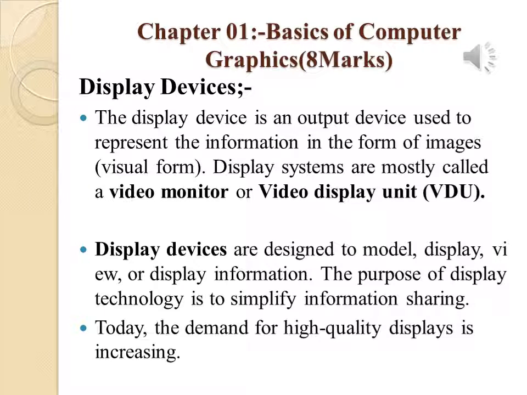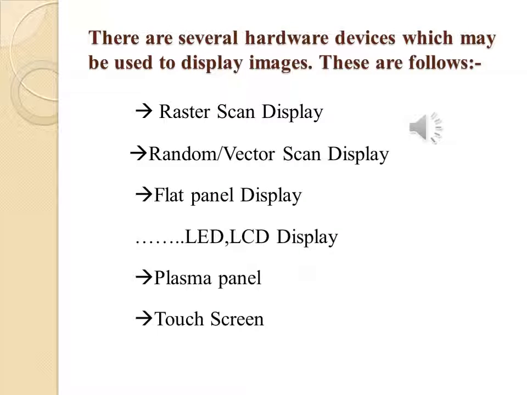Chapter 1. Basics of Computer Graphics. Display devices. The display device is an output device used to represent the information in the form of images or the visual form. Display systems are mostly called the video monitor or the video display unit, VDU. The display device is the output device in a graphics system. It's a video monitor.